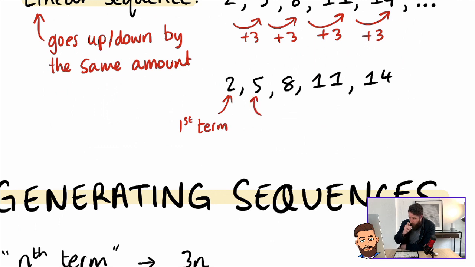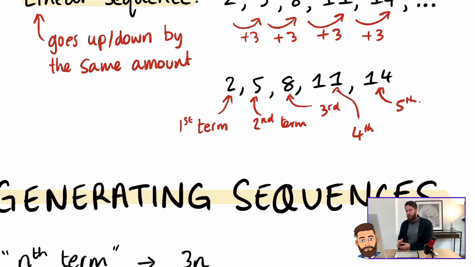The next one, the 5, would be called the second term. And the best thing about sequences is they're quite straightforward and they're quite logical. It almost seems too easy. The way we describe it, the way we talk about it, it's very, very simple. So the 8, hopefully you're thinking to yourself, that would be the third term. The 11 would be the fourth term, etc. And the 14 would be the fifth term.